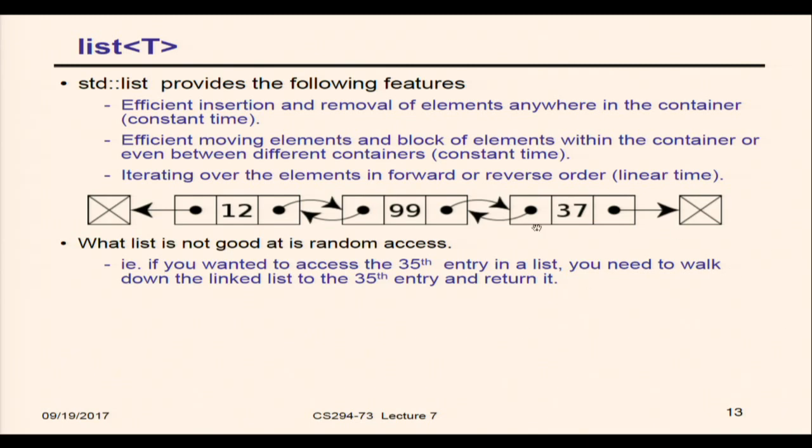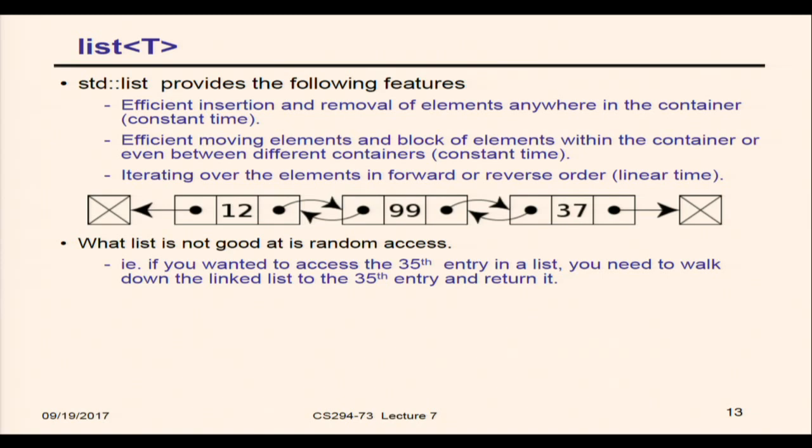So here's a little schematic of what a list looks like. An element of a list is going to be something that contains whatever your value type is, or object of your value type. So in this case, here's a list of integers, 12, 99, 37, whatever. But each element of the list contains two other things in its internal representation. So let's look at 99. It contains a pointer, a way of accessing the location just in back of it, and a way of accessing the location just ahead of it.